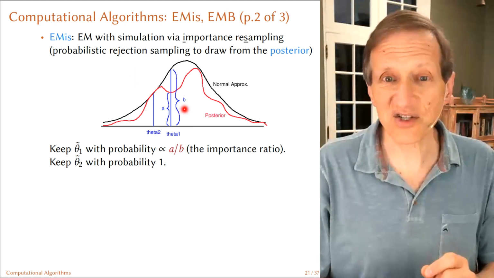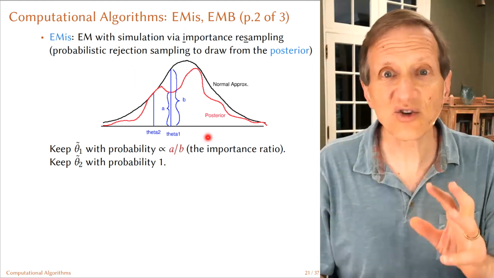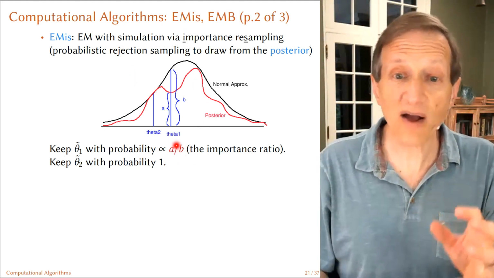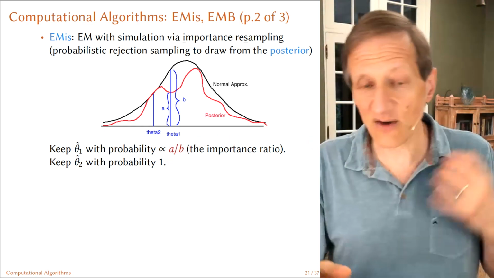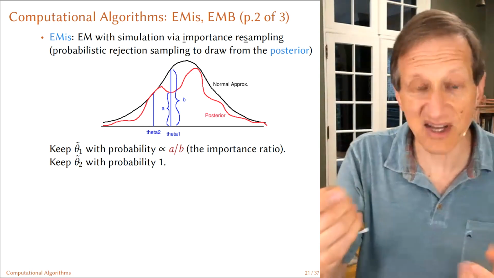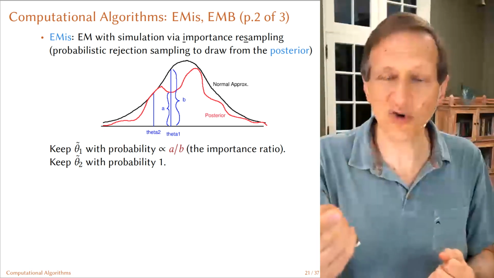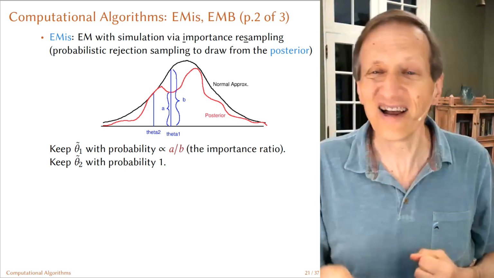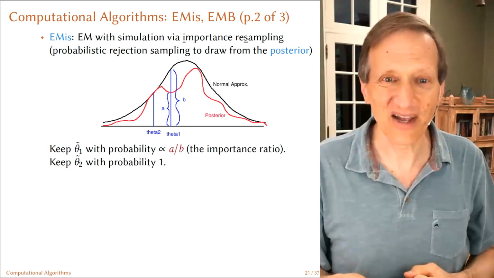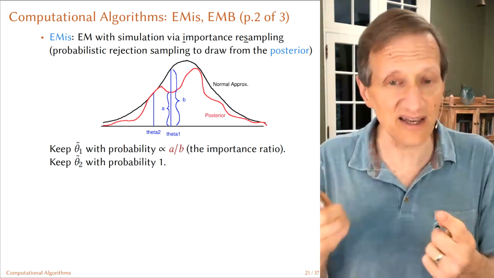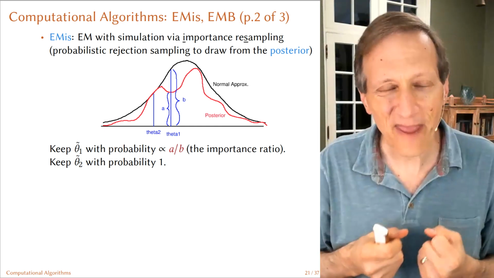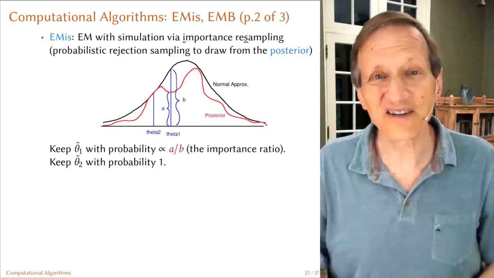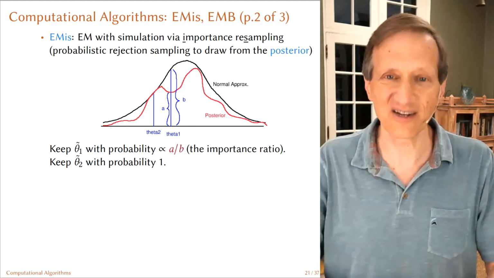Because it's higher here, right? So what we do is we keep it with probability A divided by B. We literally divide A by B, and then that's the probability, and we decide whether to keep that random draw with that probability by drawing a random number. And if we do that repeatedly, then the draws that we keep are draws from the true red distribution rather than the approximating normal distribution.